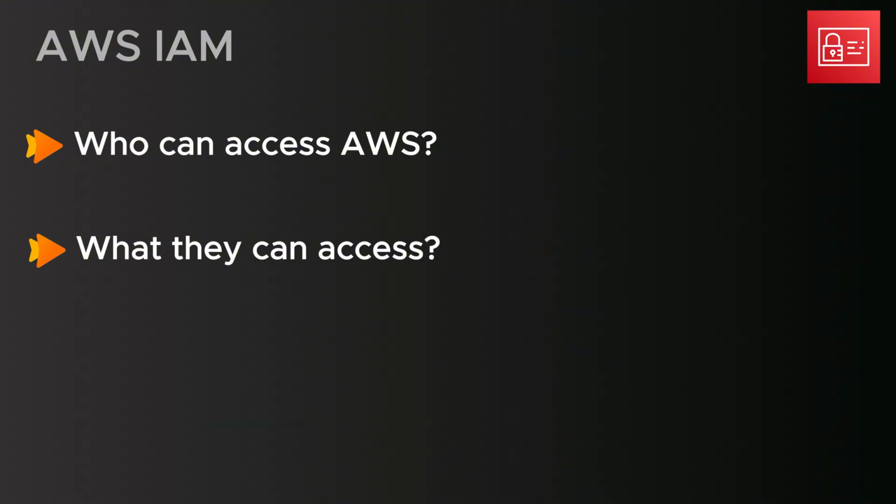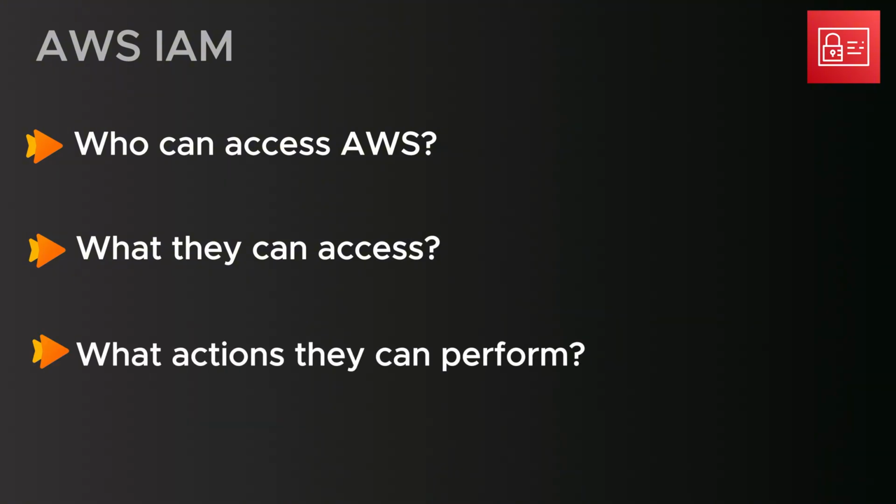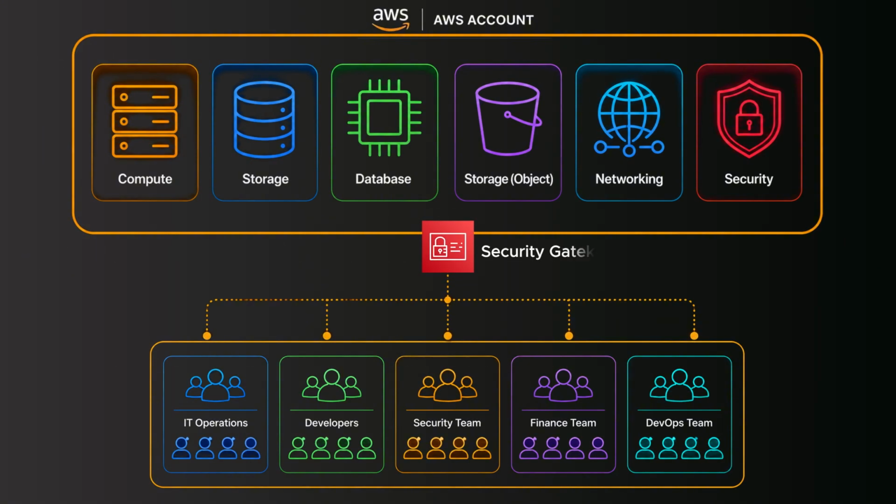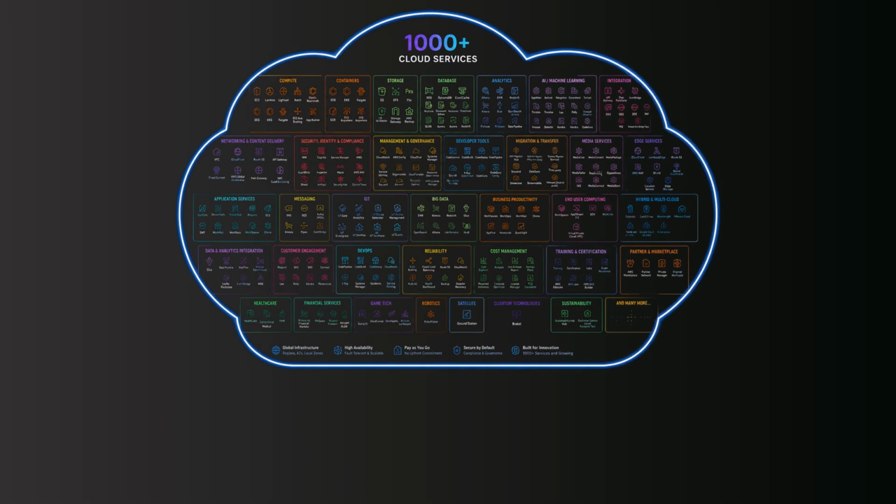AWS IAM is the service that controls who can access AWS, what they can access, and what actions they can perform. Think of IAM as the security gatekeeper of an AWS account. Without IAM, there would be no proper way to control permissions securely. And because cloud environments can contain hundreds or even thousands of resources, IAM becomes critical.